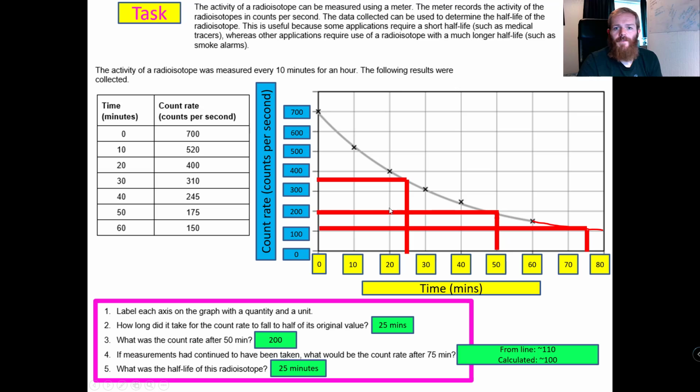Okay, and you could figure that out from anywhere else on here as well. Like if you take 200 and then it went to 100, how long did that take? Well, you just look at the difference in time between 50 and 75. It's 25 minutes again. So every 25 minutes, the number of radioactive nuclei in this radioisotope, whatever it is, decreased by 50%. That's all half-life is.